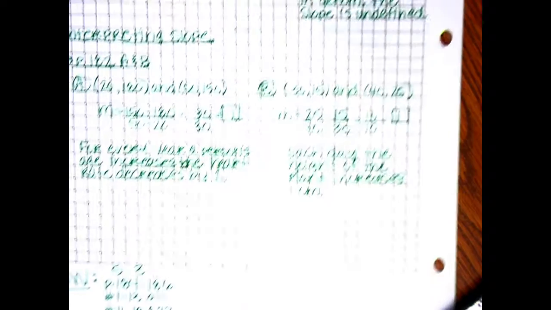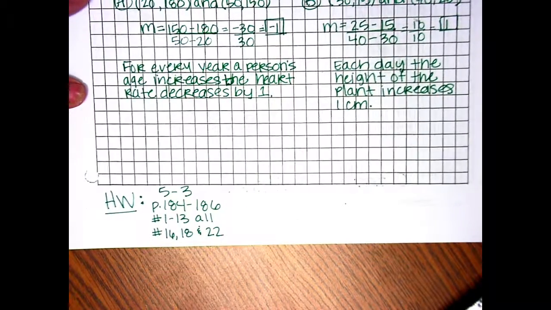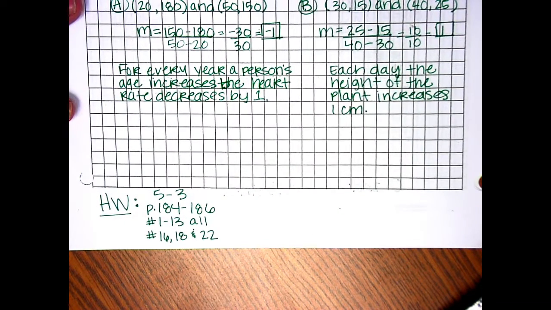Okay, and that's that. The homework for this lesson is 5-3, page 184 through 186. You can do numbers 1 through 13 all, and then 16, 18, and 22.